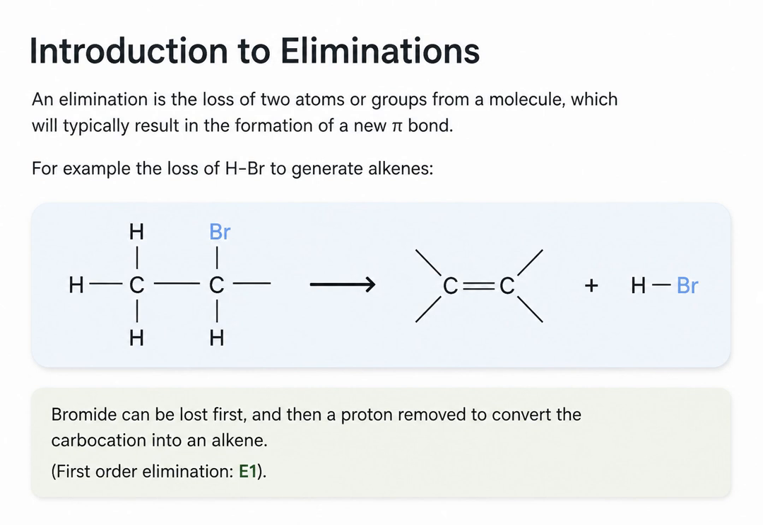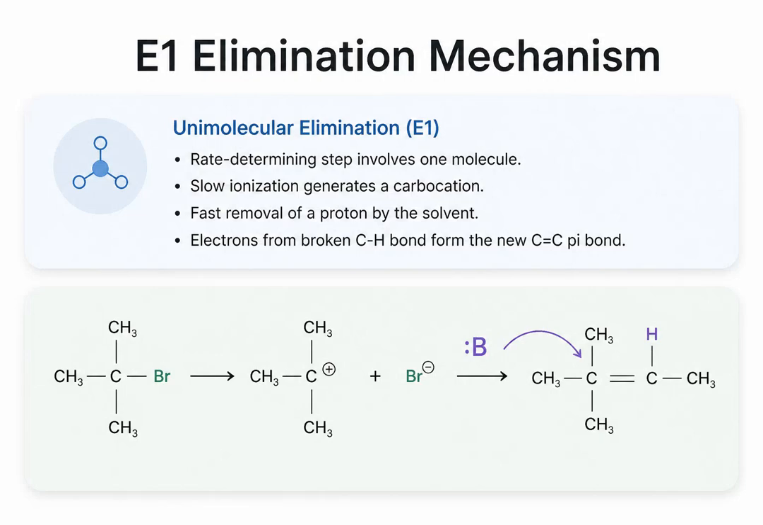Just like substitutions, eliminations have different mechanistic pathways. If the leaving group departs first to form a carbocation, and then a base removes a proton to form the double bond, we call this a first-order elimination, or E1, which we will dive into next. Let's turn our attention to elimination reactions, starting with the E1 pathway. E1 stands for elimination unimolecular.